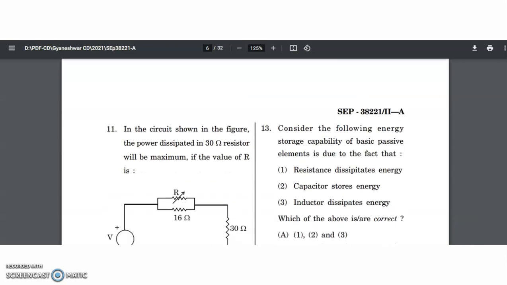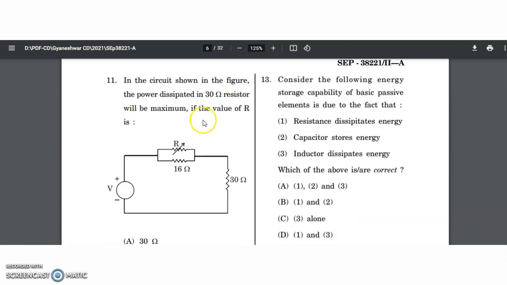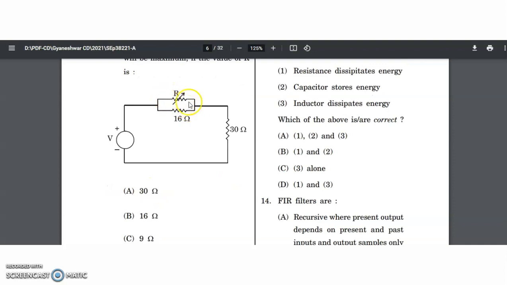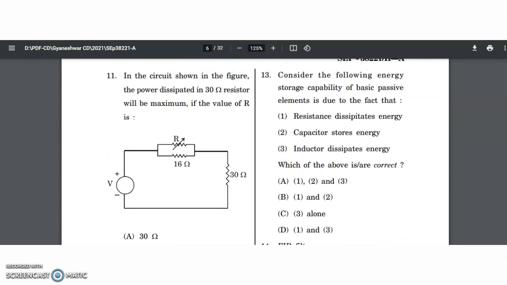Next, in the circuit shown below in the figure, the power dissipated in the 30 ohm resistor will be maximum if the value of R is... So generally, this is the maximum power transfer theorem concept, right? If maximum power has to be delivered to the load, then the source resistance must be equal to the load resistance, and only then will it be the maximum. But whenever a variable resistance is given in the circuit, the maximum power transfer theorem will not be applicable here. So you can take this R as 0. Got it? You can take R as 0. That means to get the maximum power delivered, the value of R can be taken as 0.